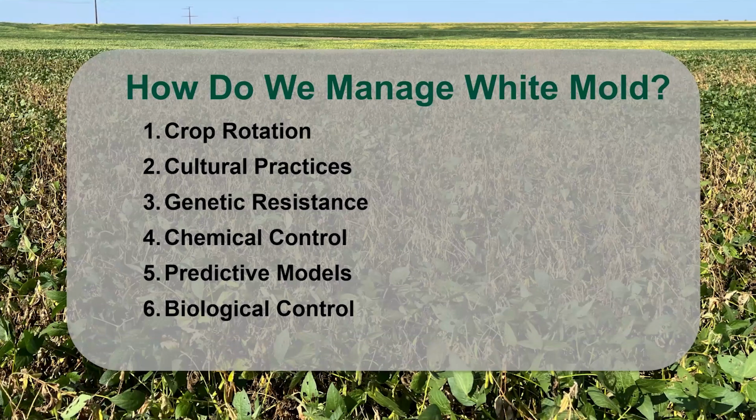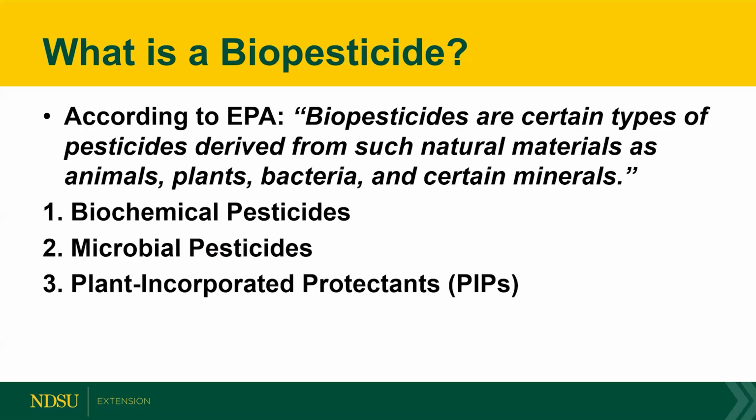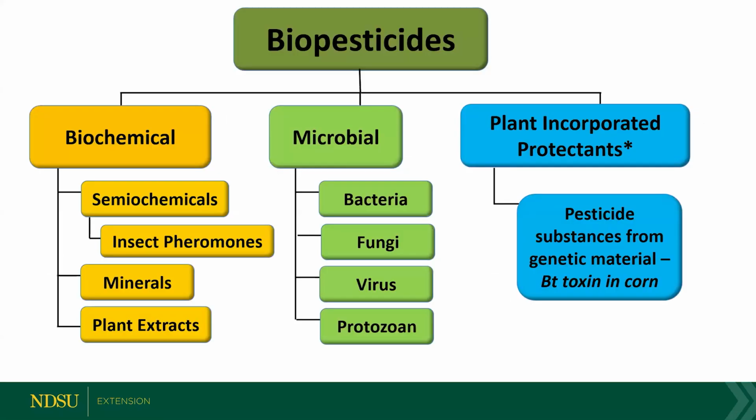Now, the last thing I'm going to talk about here is biological control. Biologicals is a new area for white mold management, of what we call biopesticides. Biopesticides through the EPA are broken up into three different categories: biochemical, microbial, and plant incorporated protectants. This is a really nice figure that I like to show, separating these out.